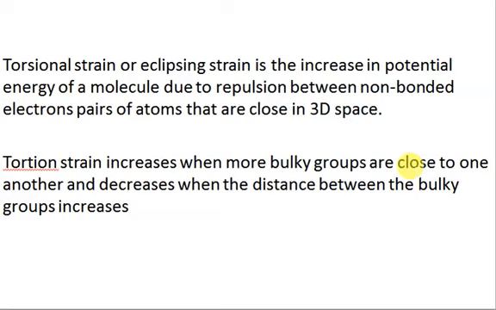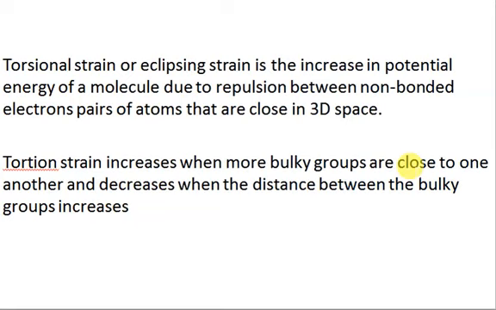The second type of strain was the steric strain. The steric strain is because of the bulkiness of the groups. If two groups are not directly bonded to each other, but they come closer together in three-dimensional space, then because of their closeness they tend to repel each other. And because of repulsion, the potential energy increases.